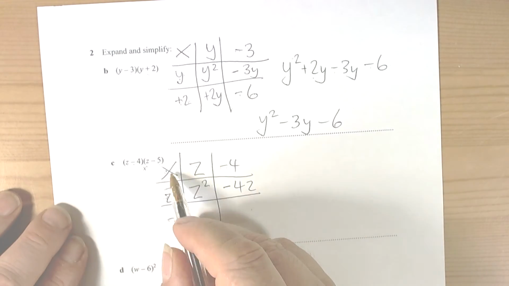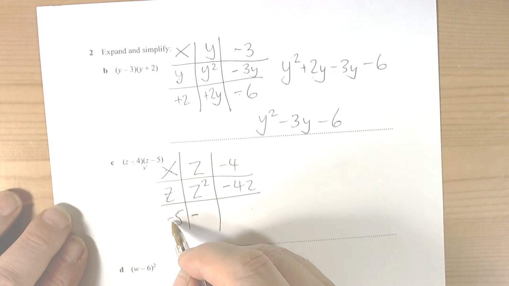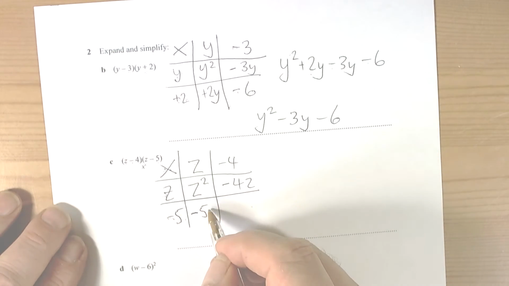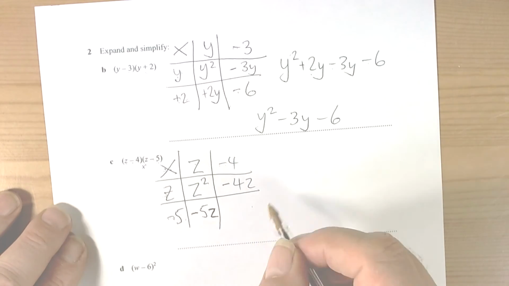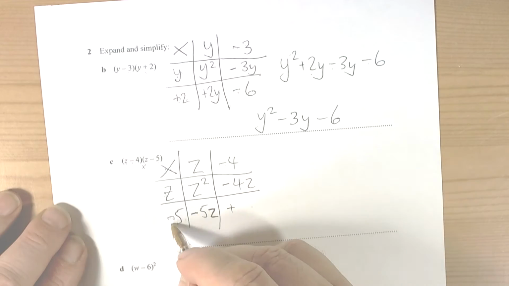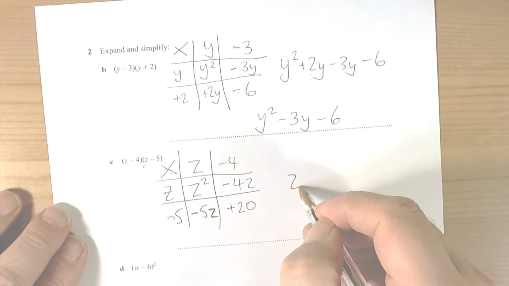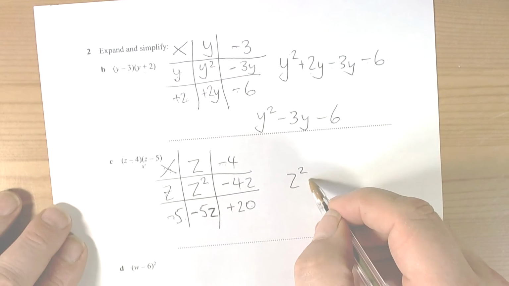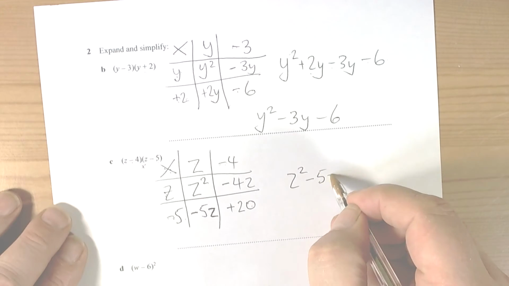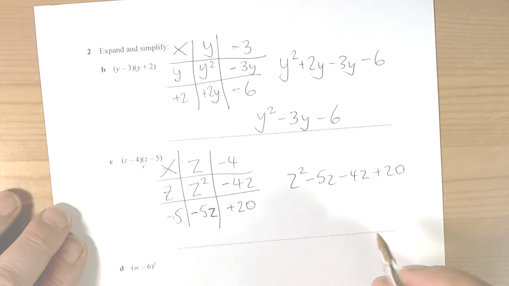We've then got negative 5 times z. Well, negative times positive again, so that's going to be a negative answer, and we've got 5z. And then we've got negative 5 times negative 4. Well, we need to remember that a negative times a negative is positive, so that's going to be plus 20. So write out what the brackets gave us inside the grid. So we've got z squared, take away 5z, take away 4z, plus 20.